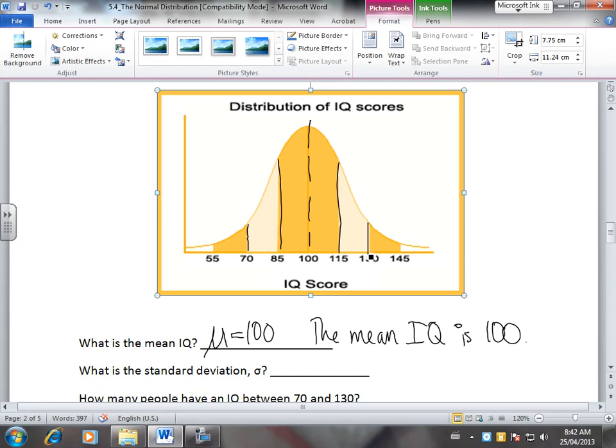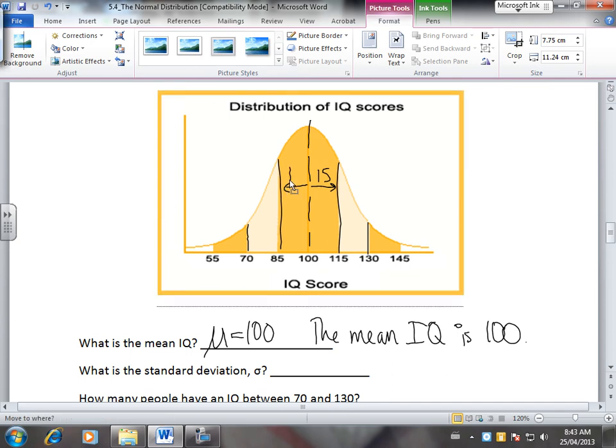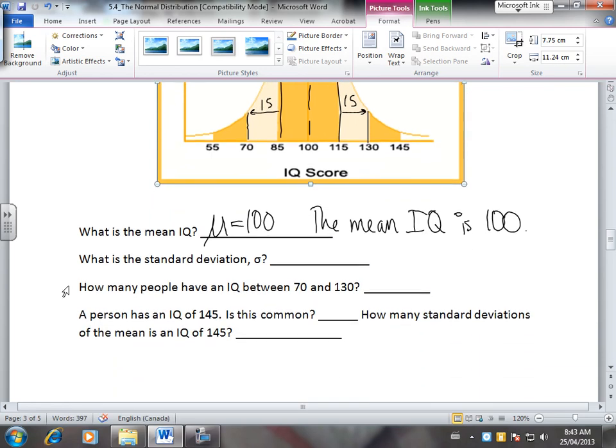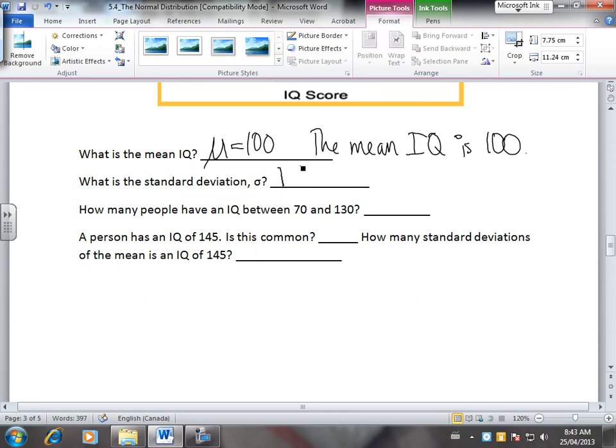So I have to see how much from the mean they differ. If I go from the mean to the first standard deviation, my mean is 100, my first standard deviation is 115, so that's a difference of 15. Then let's go the other way to make sure. If I go down one standard deviation here, it goes to 85, so 100 minus 85 is also 15. We can test it again: from 115 to 130 is also 15, and from 85 to 70 is also 15. So that tells me that my standard deviation is 15.